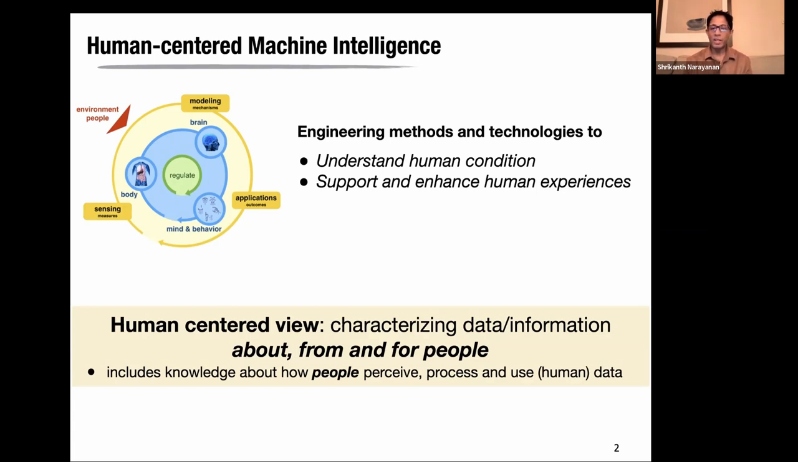it involves characterizing data and information about people, from people, and for people, and providing information. It includes knowledge about how people use information, how we process, perceive, judge, and use human data. For example, a simple example in machine learning is that we use human-derived annotations as a way to either build models, test models, and eventually use models. So this is the broad view of this particular talk's backdrop.